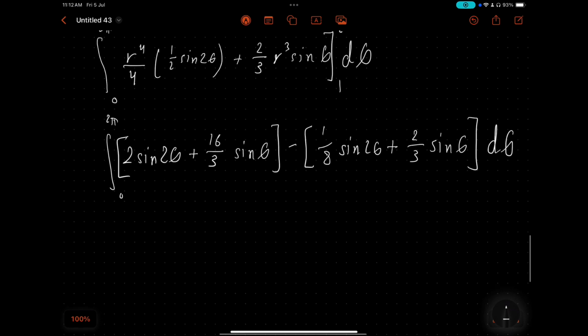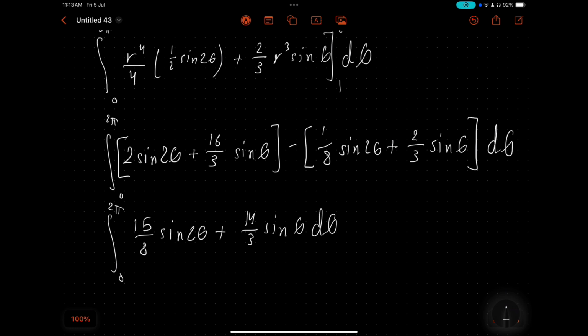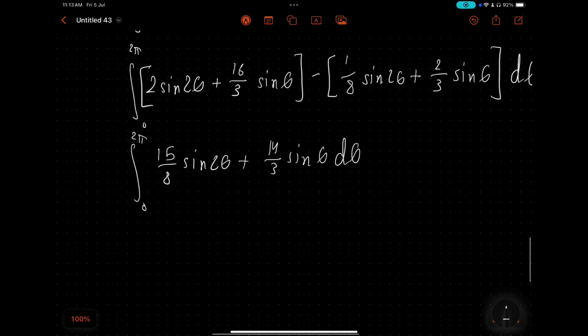Now we can simplify before trying to integrate. 2 minus 1 over 8 is going to be 15 over 8 sine of 2 theta. 16 over 3 plus 2 over 3 is going to be plus 6. Okay, actually it's minus, so we're going to have plus 14 over 3 sine theta. Now that's not hard to do.